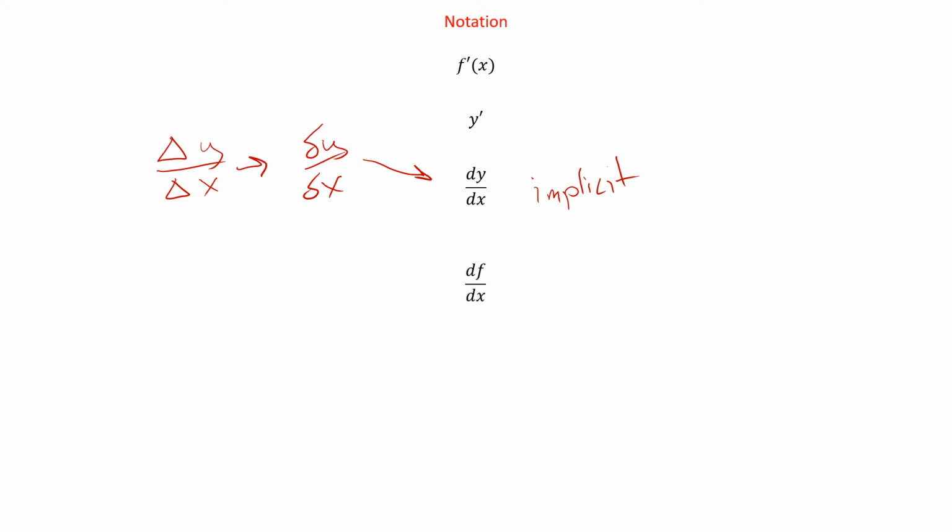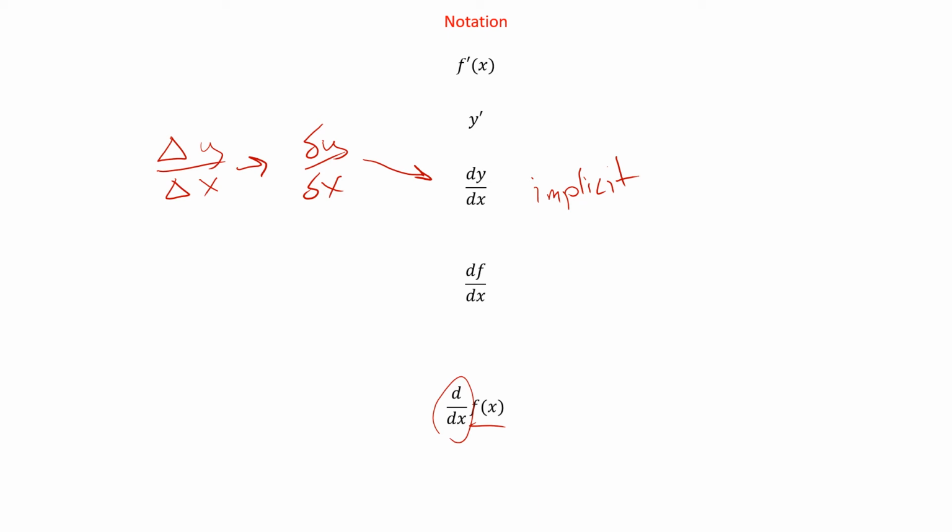Another way is df over dx or dw over dx, whatever the function happens to be. It doesn't have to be dy. Or we can always pull that out in front as well. So this says we have the derivative of f of x. What's nice about this is when we're defining derivatives.